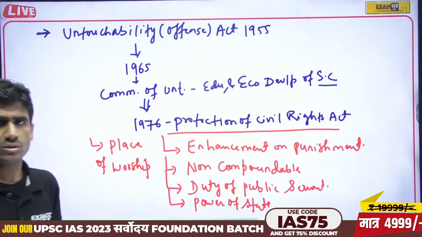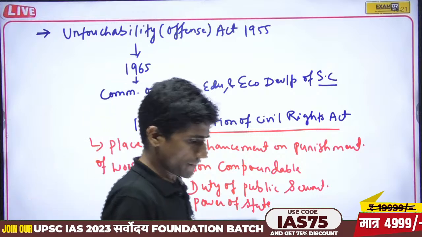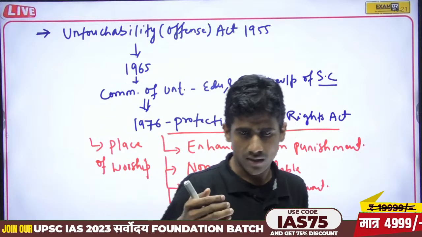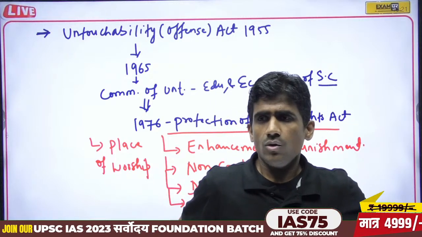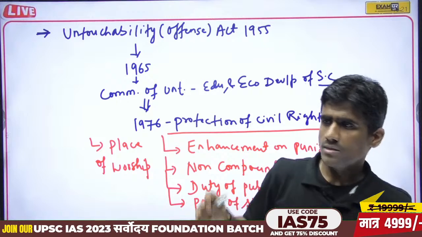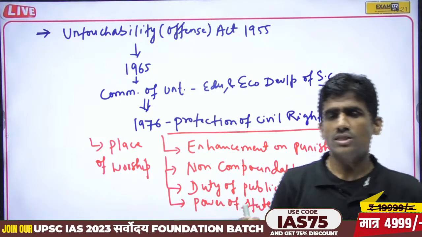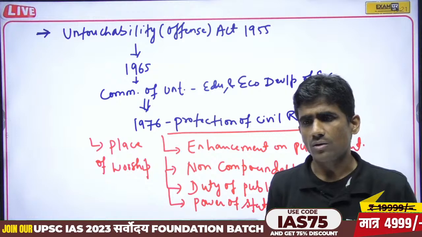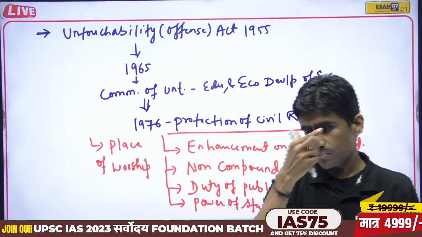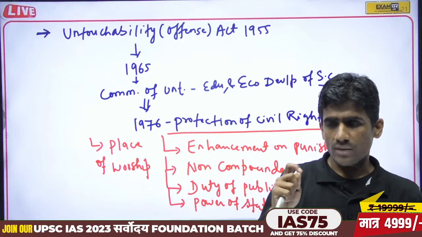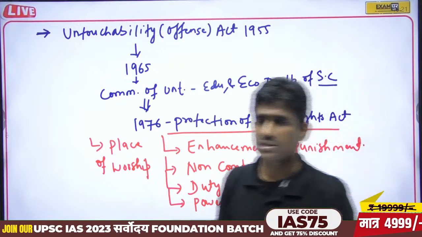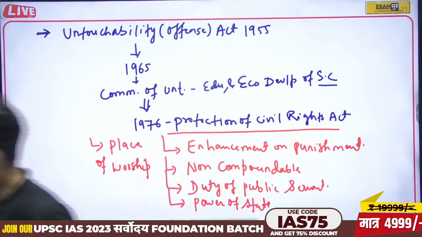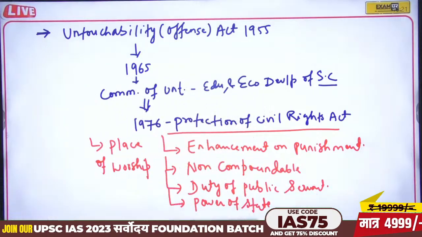So for places of worship, suppose in Hindu religion there is a particular caste that is not allowed in the temple, that is against untouchability. Some particular caste who cannot have entry into the temple, that is against untouchability. If anyone performs such untouchability practices, it will be considered an offense.